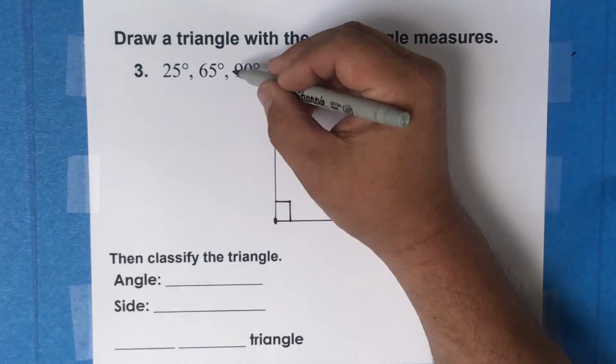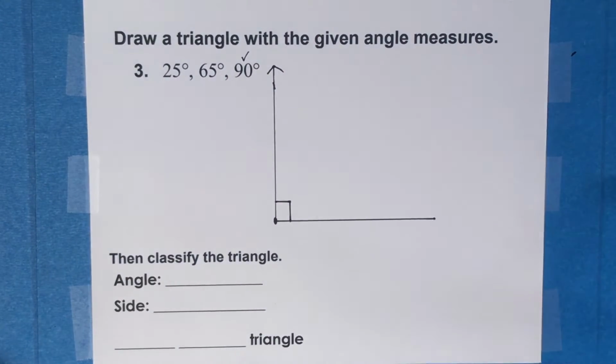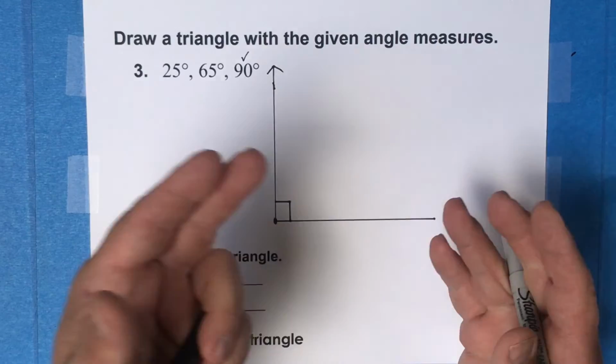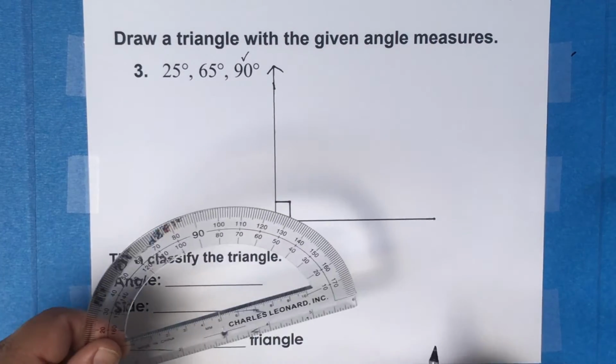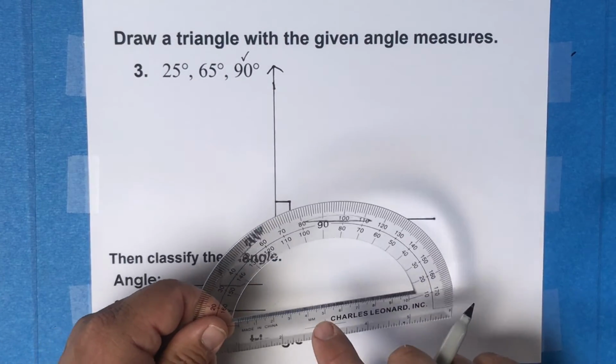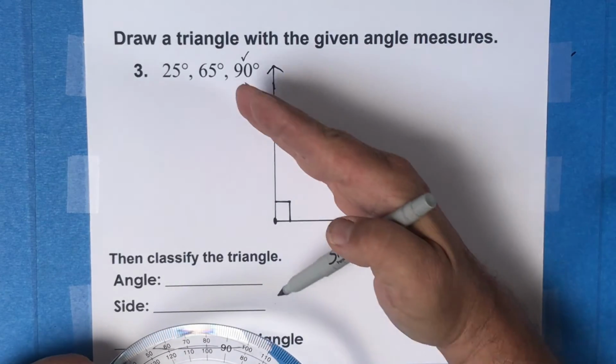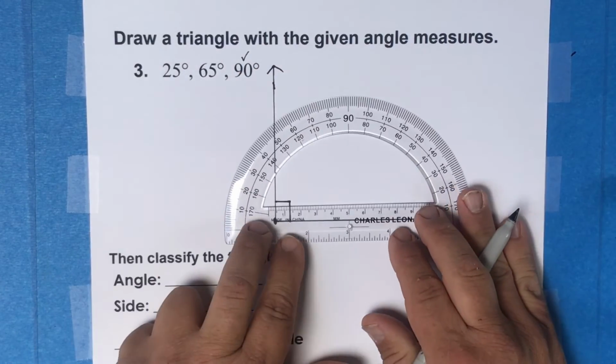Okay, so I've taken care of my 90-degree angle. Now I'm going to draw a 65-degree angle. Now, what side I choose to go on, it doesn't matter. But what I'm going to do is go on this line, and I'm going to angle my measure up this way, 65 degrees.